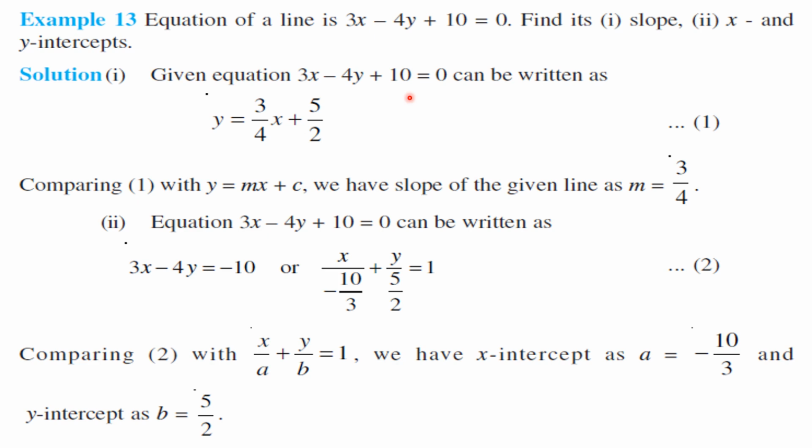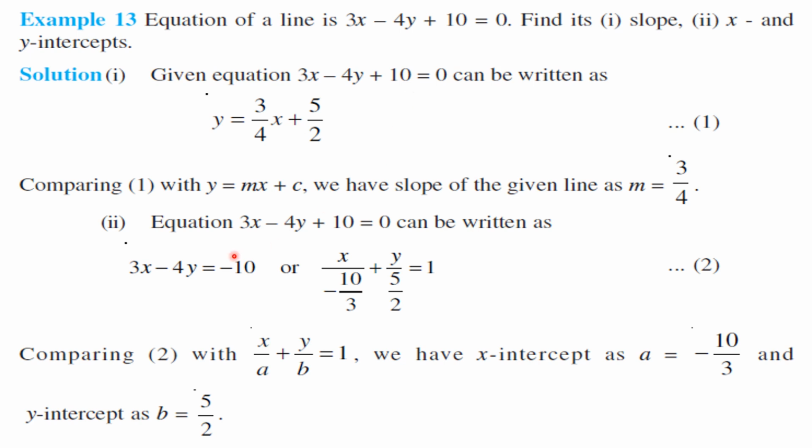If you observe this equation, in the first term, the numerator only x will be there, the denominator some constant. Yes or no, my children? Plus the second term, the numerator only y will be there, the denominator some constant, is equal to, in RHS there is 1. Yes or no, my children? This is called intercept form of a line. X by a plus y by b is equal to 1.